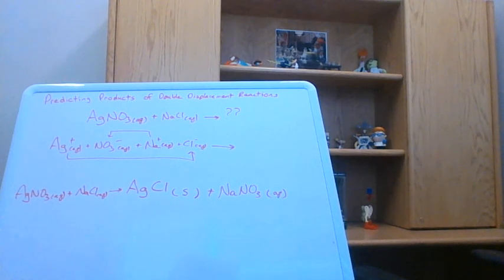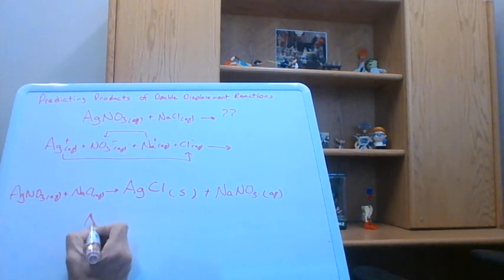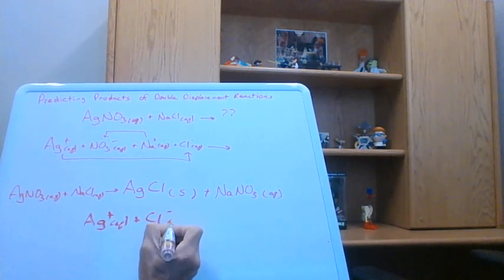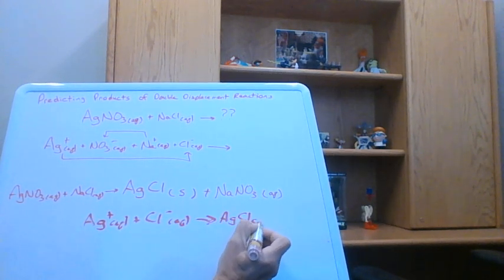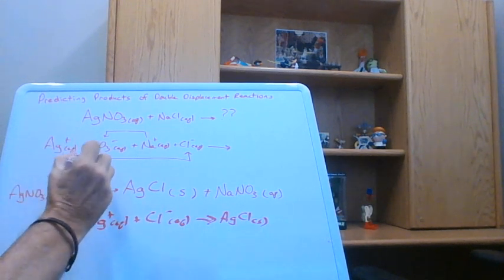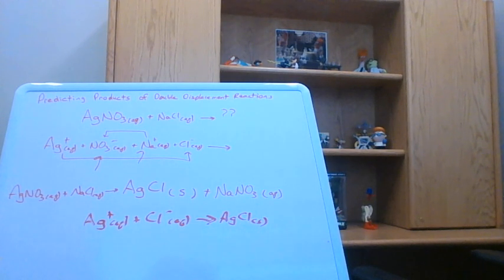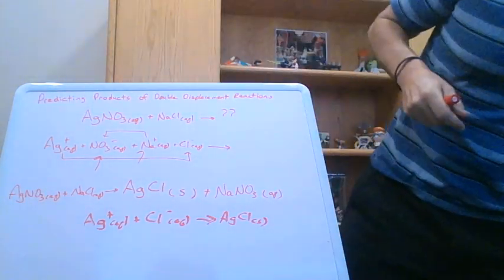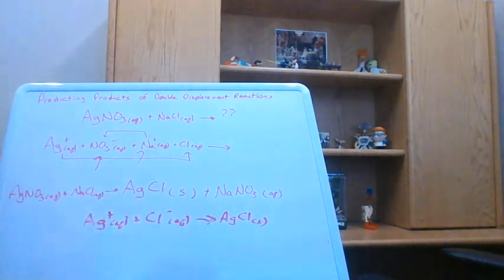And if we wanted to look at what's going on, it turns out that our real reaction is Ag+ aqueous plus Cl- aqueous going to AgCl solid, and both the sodium and the nitrate are spectator ions because they're aqueous on both sides of the equation. So they're not taking part in the chemical reaction. Again, those were our spectator ions. And the net ionic equation would just be this bottom equation here.